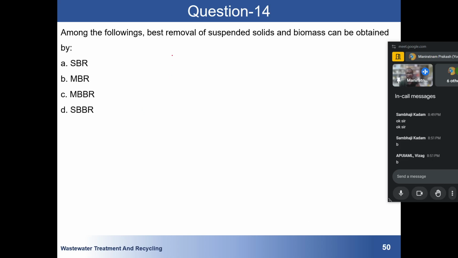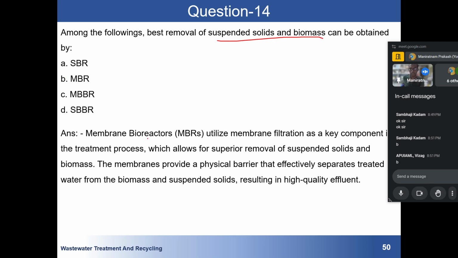Among the following, suspended solid removal, again this is a very simple question. We are talking about suspended solid removal and biomass. Only one option is correct. So this membrane we have discussed also. This membrane is allowing control of the solids also, because there will be a specific size of that membrane, and water will be flowing through those specific pores. So the correct answer is B.